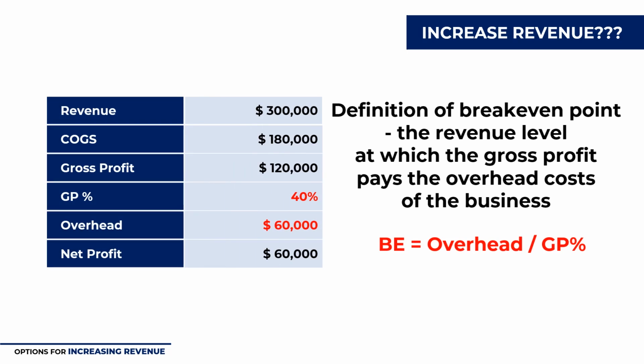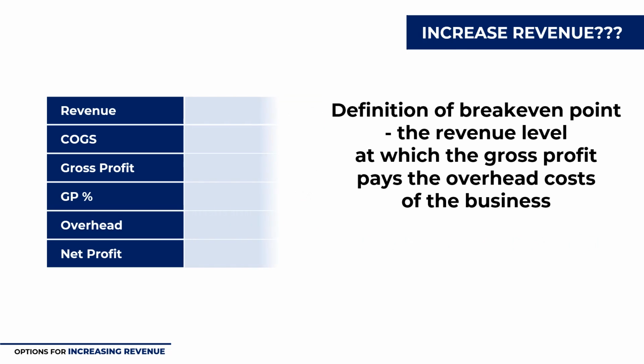The formula for break-even is your overhead divided by your gross profit percentage. So in this example, it would be $60,000 divided by 0.4, which equals $150,000. But is that right? Well, let's plug that figure into our P&L and find out. We know our revenue is $150,000, and we also know our gross profit percentage is 40%.